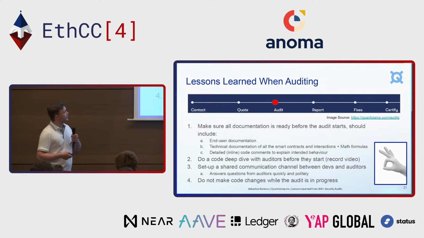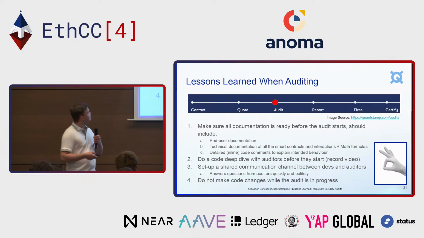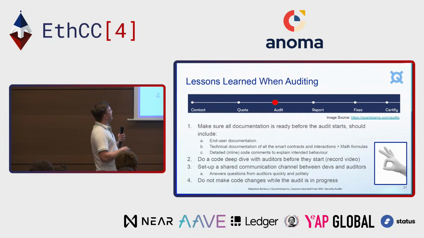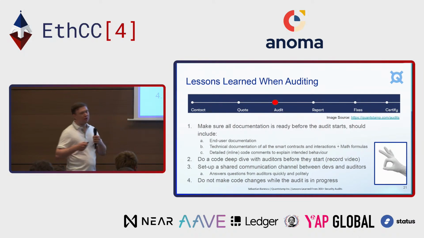During the auditing phase, this is pretty easy. When you start the audit, make sure that documentation is ready. End user documentation is often ready because it's close to launch. But these other things, technical documentation, interactions, the math formulas, those are often missing, and it's really hard to figure out if the implementation is correct without that information.